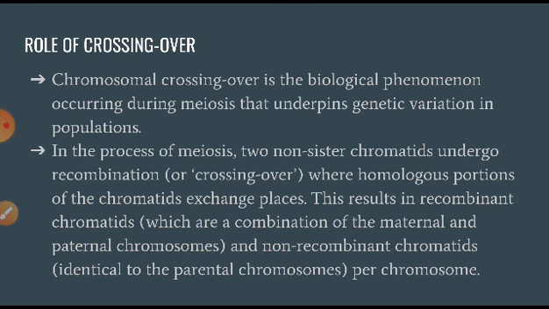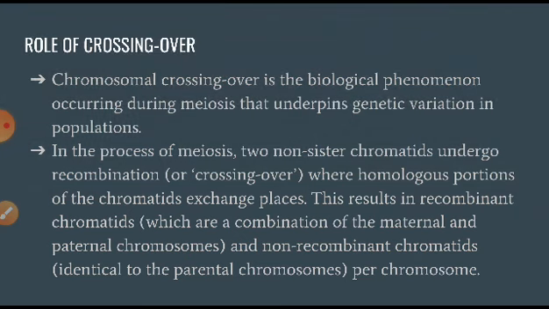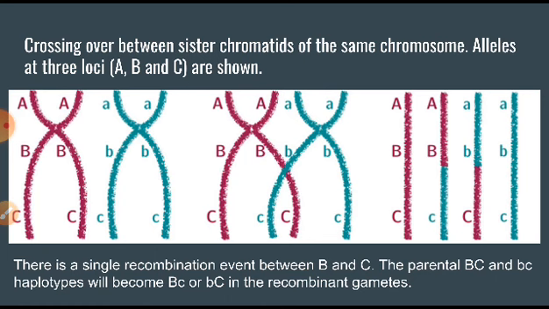Recombinant chromatids and non-recombinant chromatids. So two things are very clear here: recombinant chromatids and non-recombinant chromatids, right? The combination of the maternal and paternal chromosome together is called recombinant. Non-recombinant are identical to the parental chromosome, meaning same to same. There is no difference. Then it's called non-recombinant chromatids.